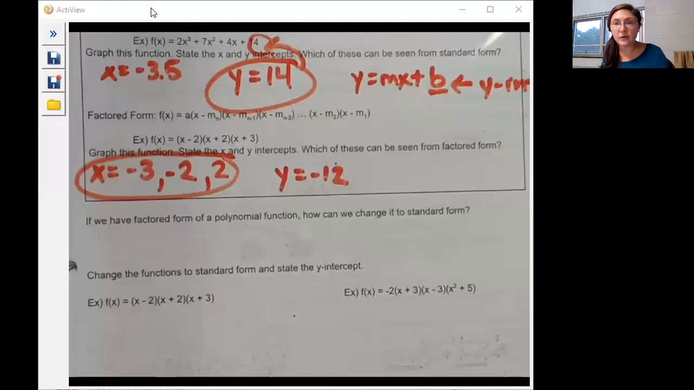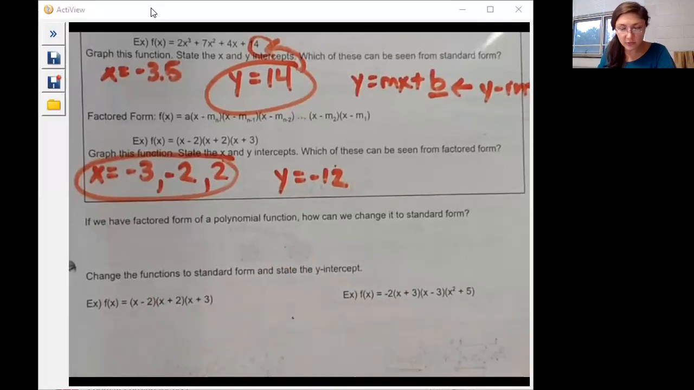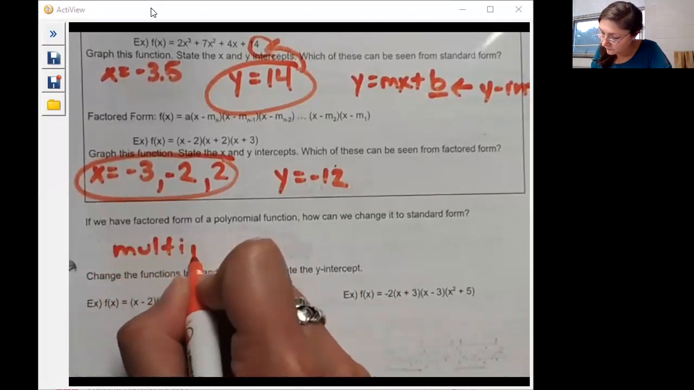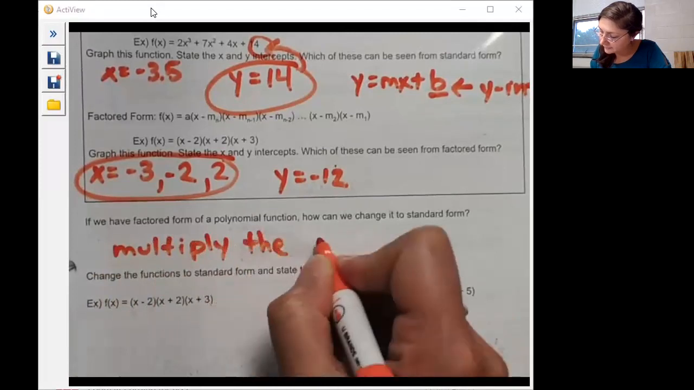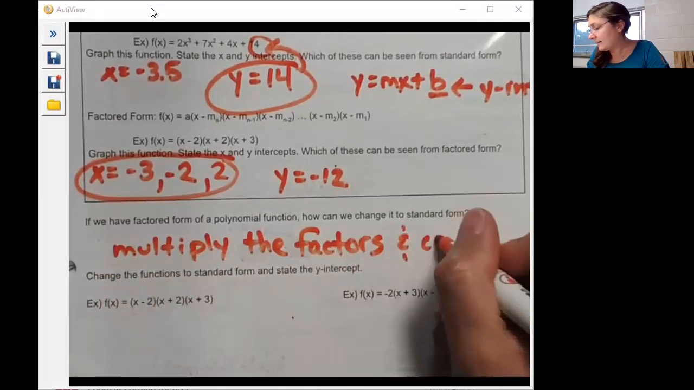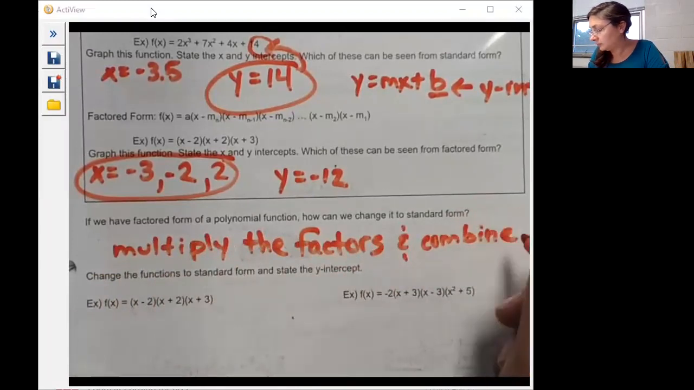Well, I want you to remember back from our very first couple of lessons, one of the first things we looked at were those polynomial operations. So if I have one polynomial and I'm adding it to another, or I'm doing some subtraction, or I'm doing multiplication, which is what I see here. So what are we going to do to change between these two different versions of our polynomial? Well, we're simply going to multiply the factors and combine like terms.